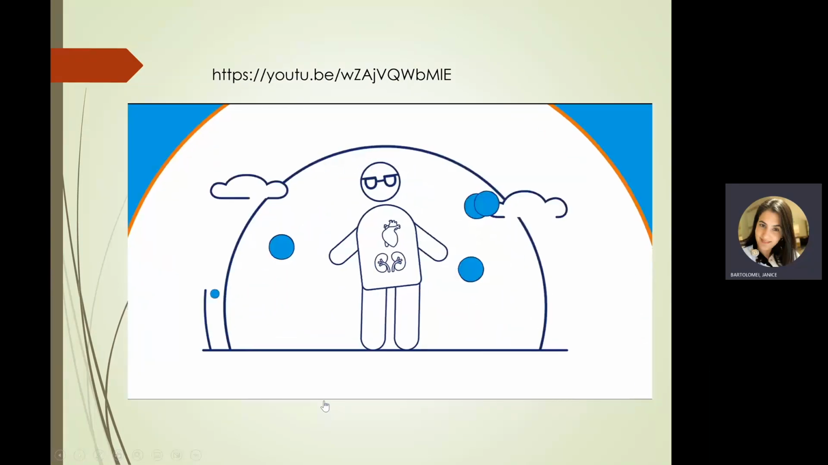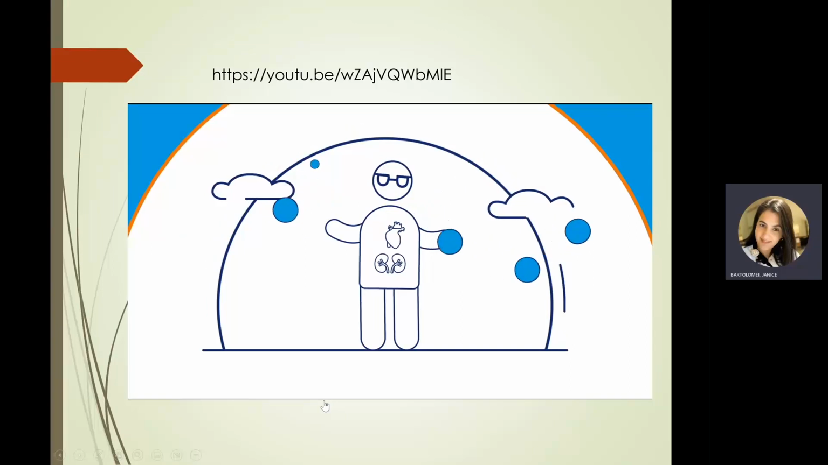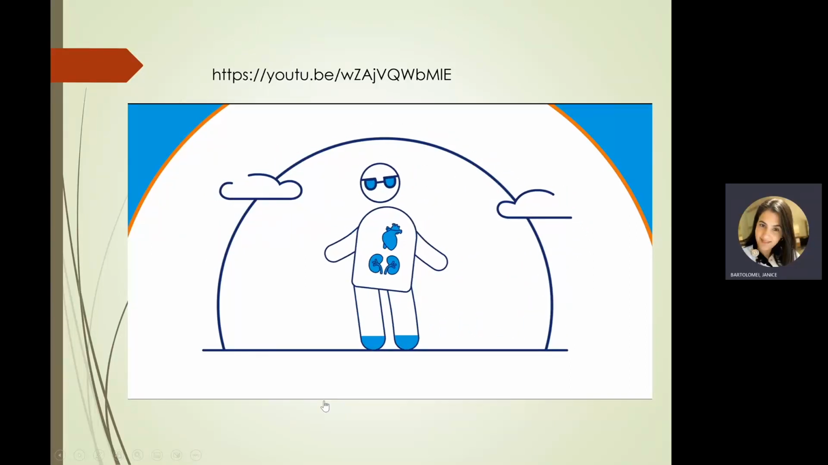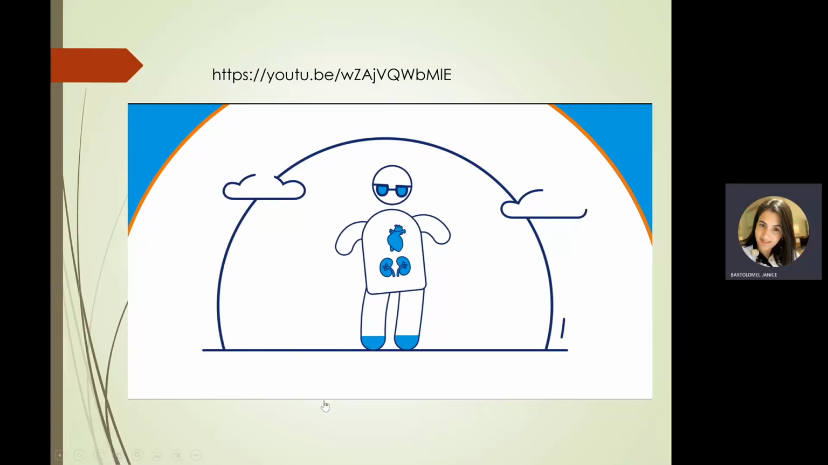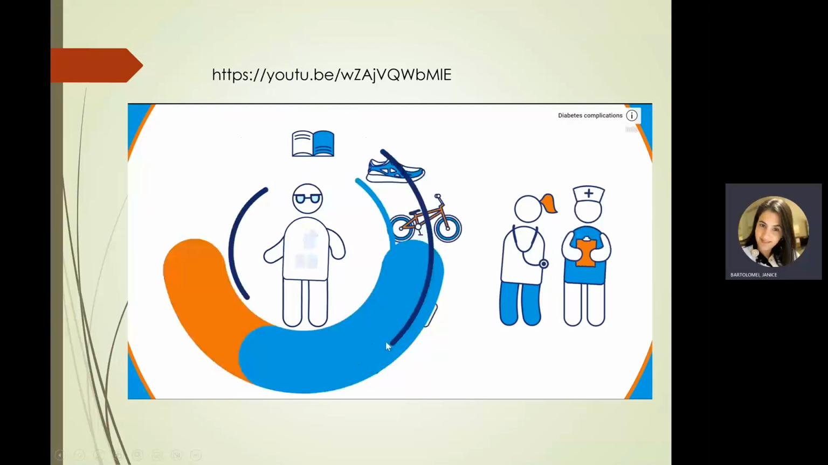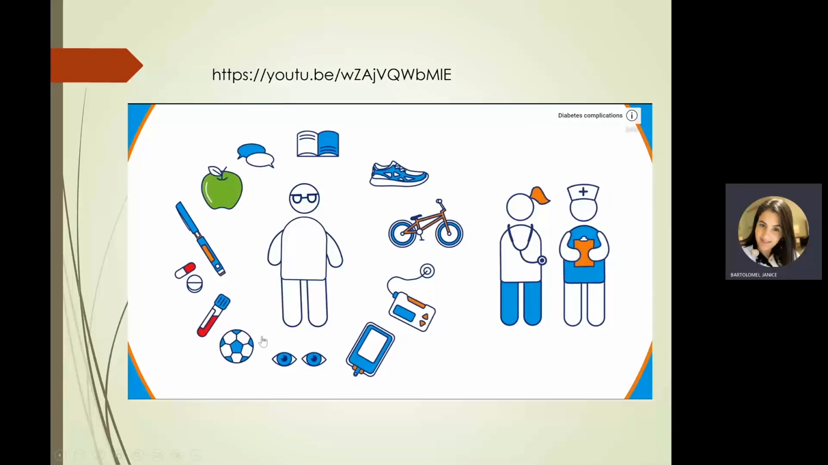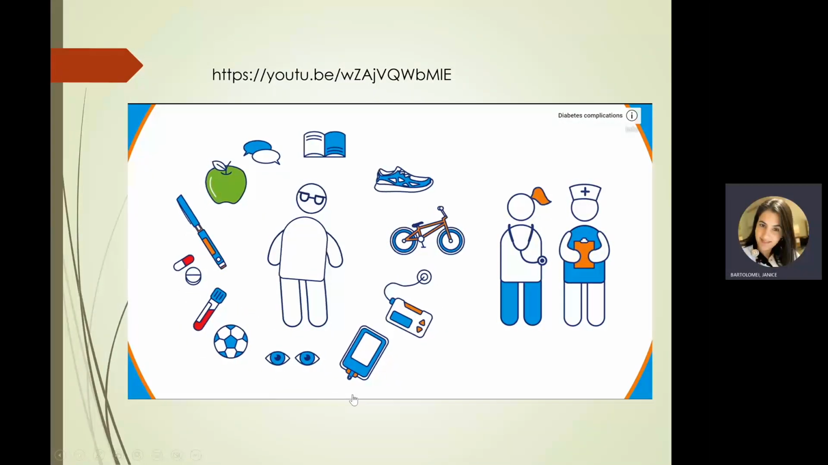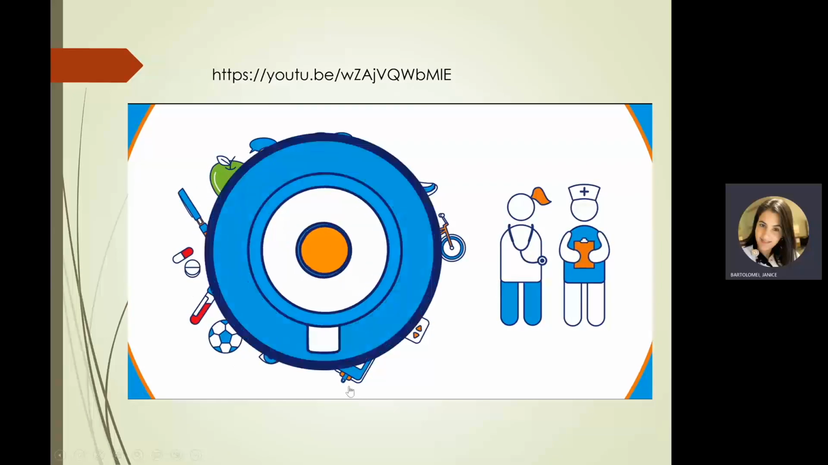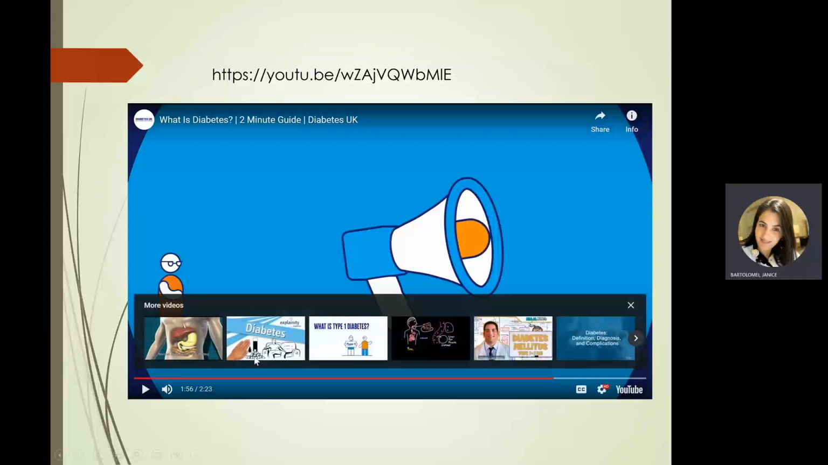Over a long period of time, high glucose levels in your blood can seriously damage your heart, your eyes, your feet, and your kidneys. These are known as the complications of diabetes. But with the right treatment and care, people can live a healthy life. And there's much less risk that someone will experience these complications. If you've got diabetes, you can find lots of information and support.